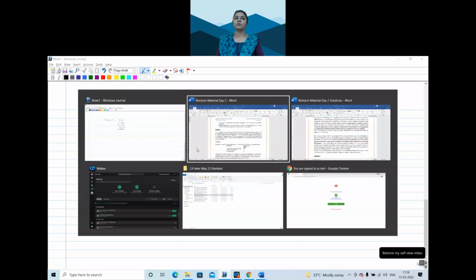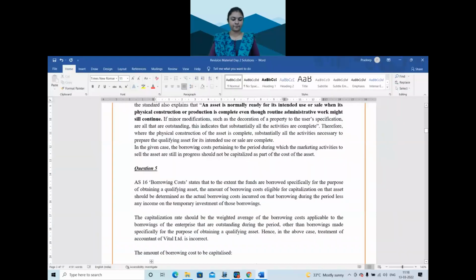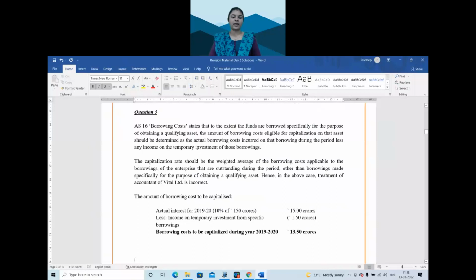So let's see how we present this in the answer format. As per AS16, borrowing cost, it states that to the extent the funds are borrowed specifically for the purpose of obtaining the qualifying asset, the amount of borrowing costs eligible for capitalization on that asset should be determined as the actual cost of borrowings incurred on that borrowing less any income from temporary investment. So the word here is actual borrowing costs incurred.